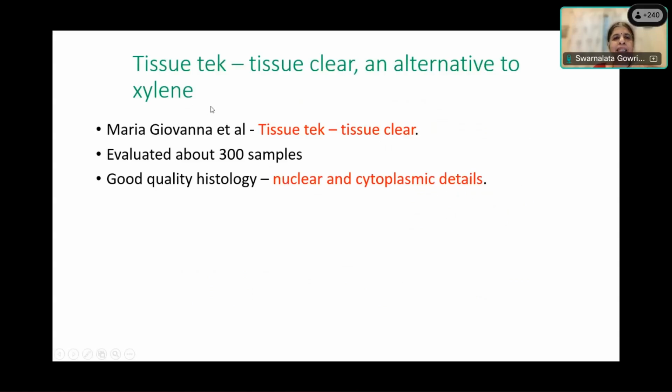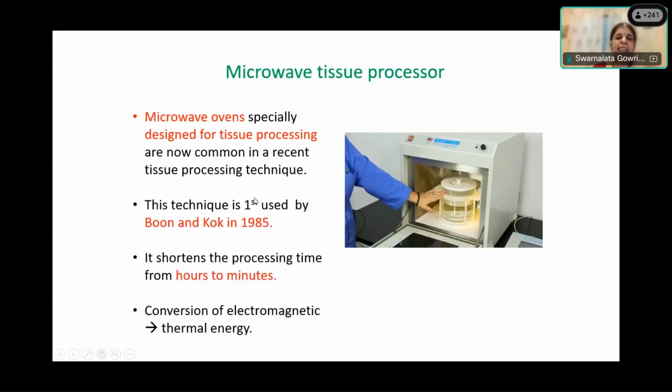Tissue tech is another medium which has been promoted. And again, this is an alternative to xylene. It has a proprietary formula, and it's supposed to give good nuclear and cytoplasmic details.